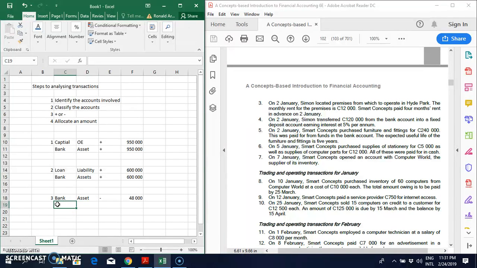Now we need to know what is the contra account involved. The contra account being what are the other accounts involved. We paid on the 2nd of January for 4 months. Right? So we paid at the beginning of the month for 4 months rent, which means we paid in advance. We haven't used the premises yet, which means we haven't incurred the expense. So we paid for 4 months. So let's look at it. So here we would say that we have prepaid expense, also known as prepaid rent.